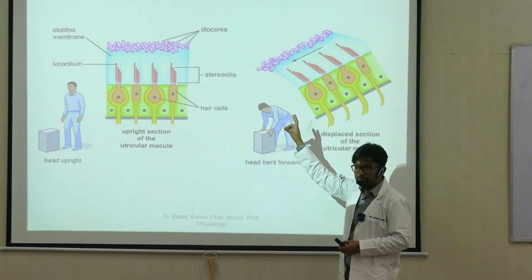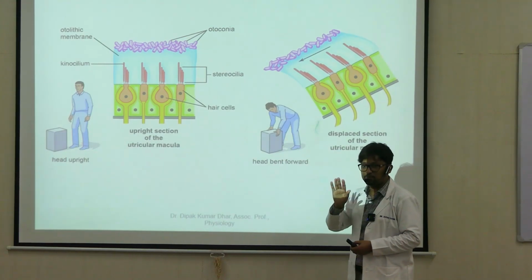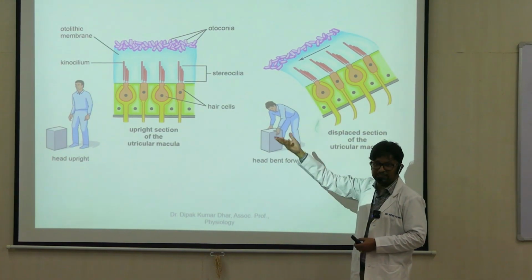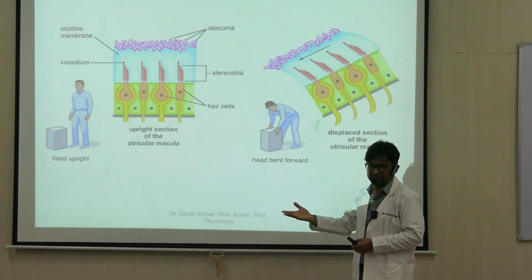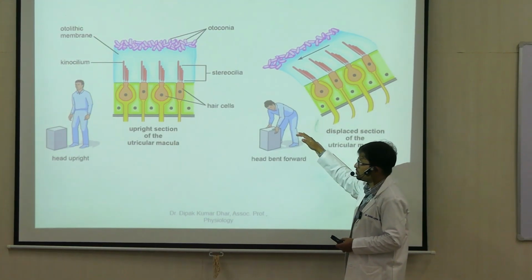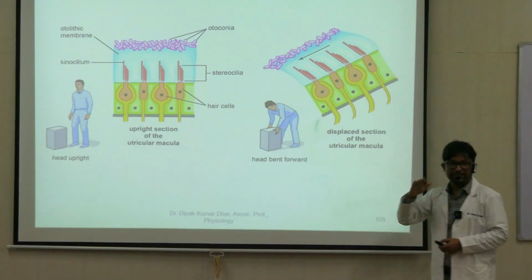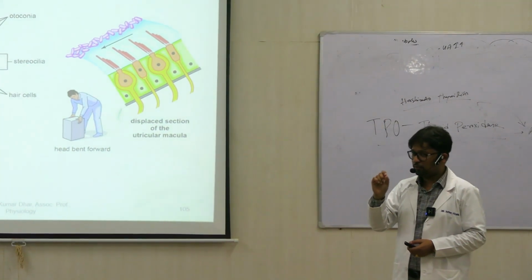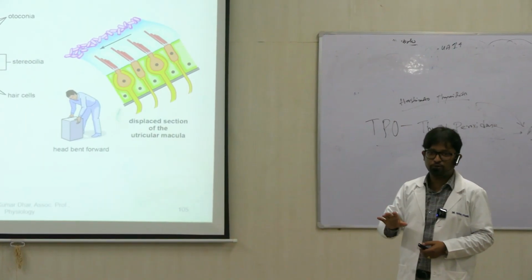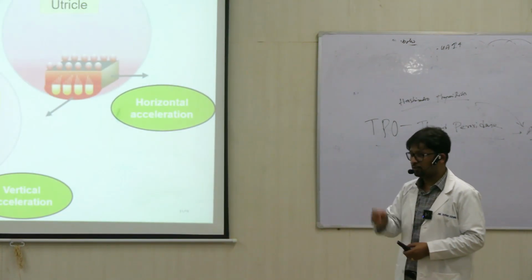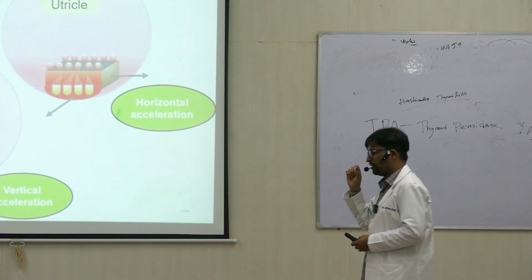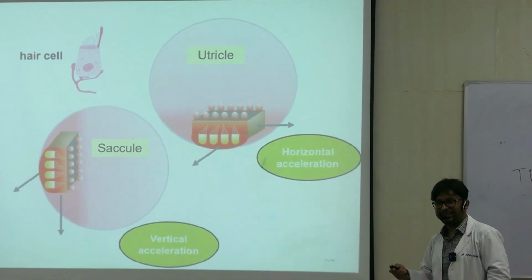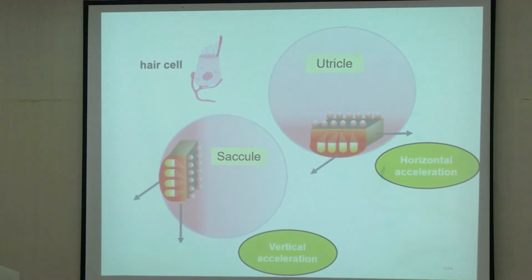So that is how this whole receptor is responding to gravity, right? So there the bending will be affected, it will change. It will either increase or decrease. Similarly, if the person moves the head backward, the bending will be in the opposite direction. So the utricle and saccule together are called otolithic organs. They respond to gravity, and hence they can detect when there is a fall.